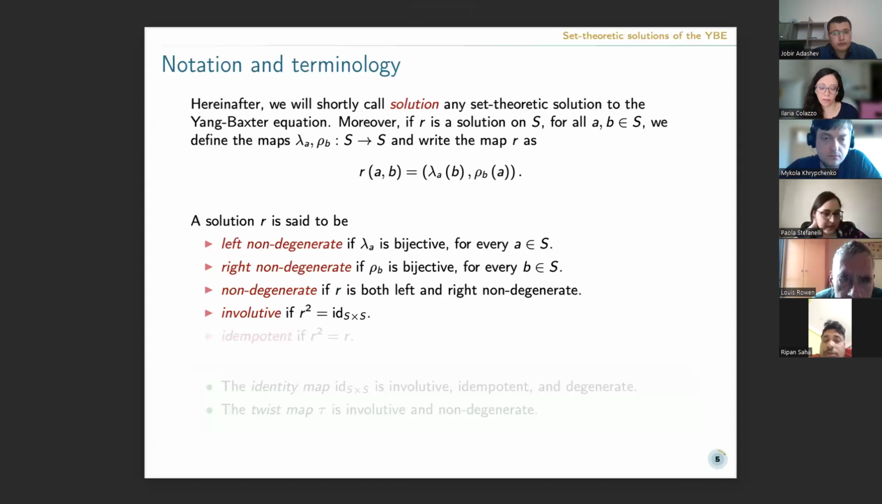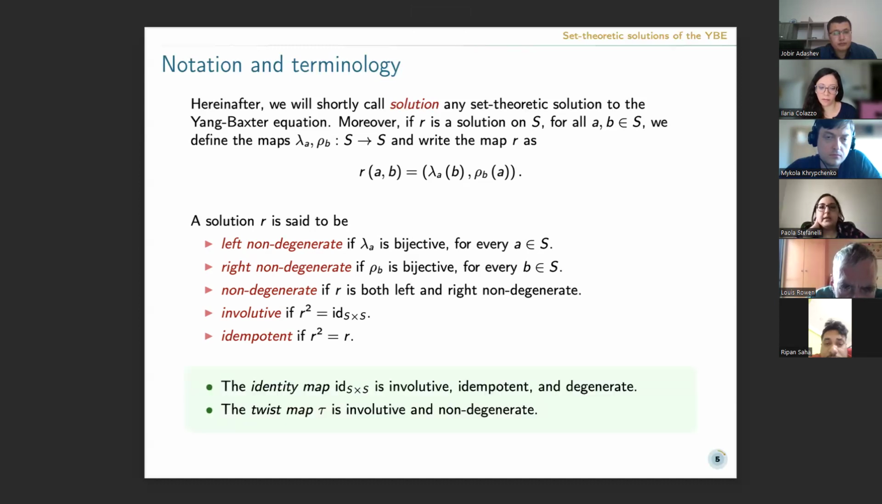And also we can say that R is involutive or idempotent if the square of R is equal to the identity or to R itself respectively. Just to give you an idea, the identity map is involutive, idempotent, and degenerate. The twist map, that is the map that changes the order of any pair (a, b) into (b, a), is an involutive and non-degenerate solution.